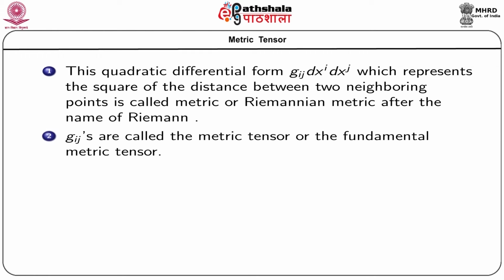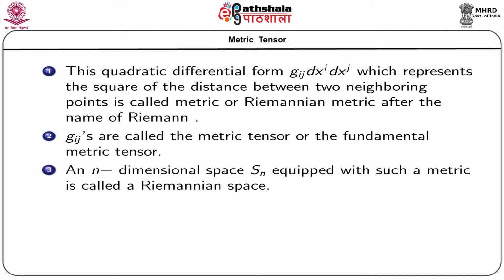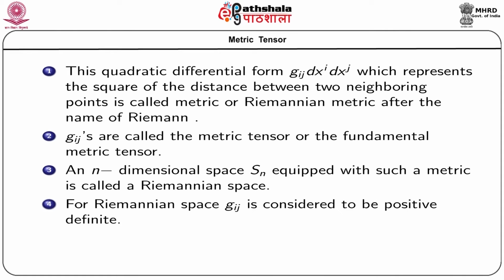Now, these gij's are called the metric tensor or the fundamental metric tensor, and they are a covariant tensor of type 0 2, and it is a symmetric tensor as it is the product of two partial derivatives, and we know that the partial derivative of a function is a covariant vector. So, gij's are a tensor of type 0 2 or covariant tensor of rank 2, and this n-dimensional space Sn equipped with such a metric is called a Riemannian space. For Riemannian space, gij is considered to be positive definite.